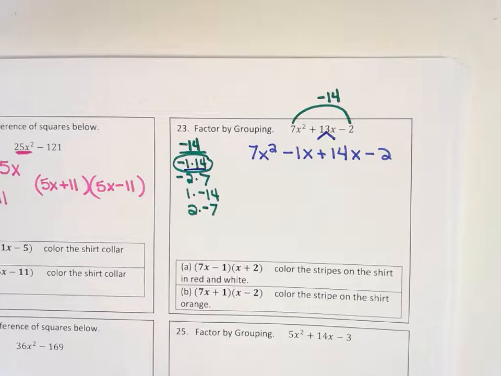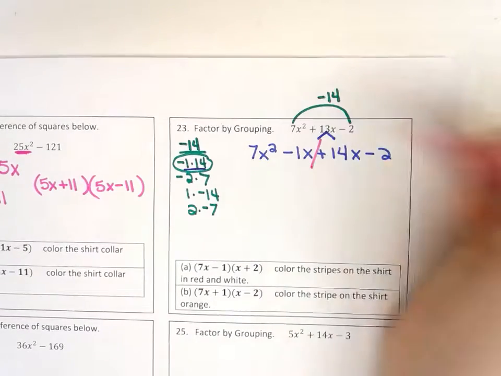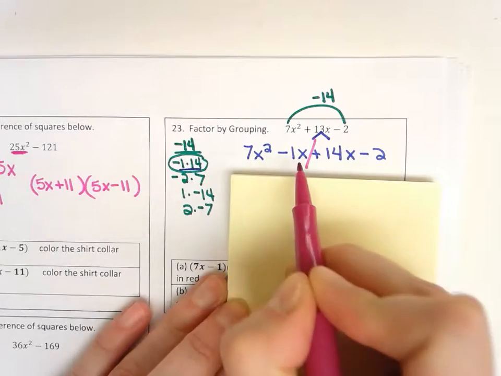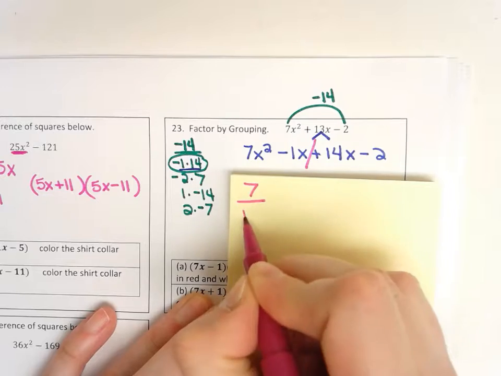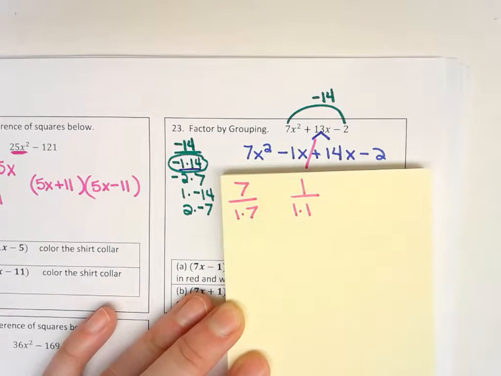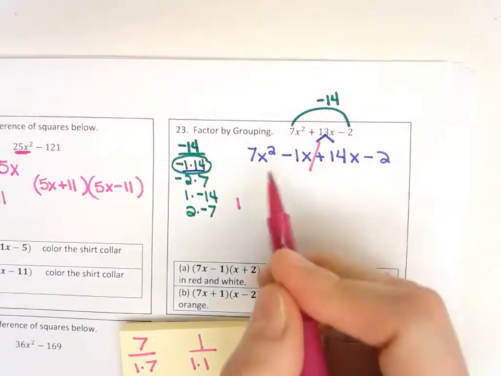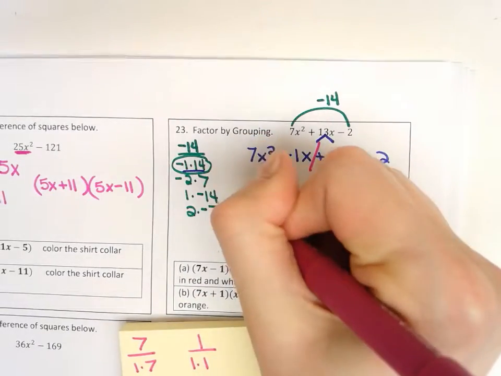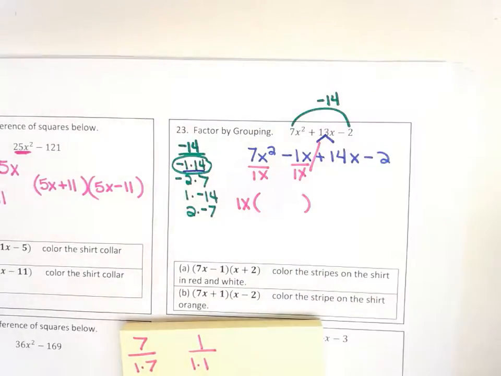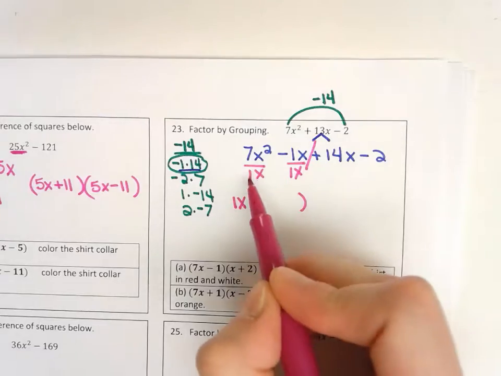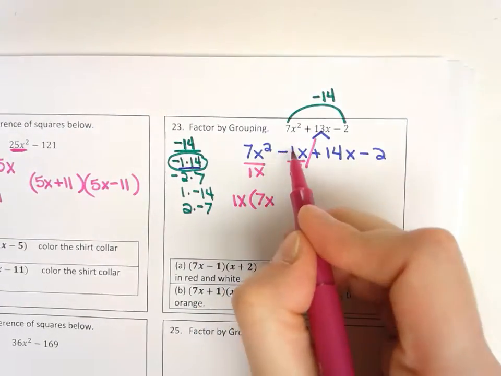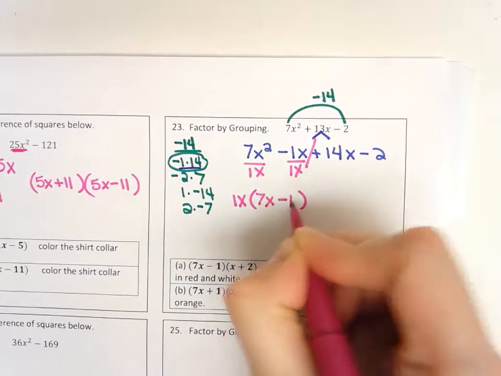Okay. Now we've got to take out the greatest common factor. So if you still kind of struggle with that, you can list the factors of both of your numbers. 7 can only be 1 times 7, and 1 could only be 1 times 1. So the only factor they have in common is 1. Both of those have x's, so I can take out the one with the smaller exponent. So I'm dividing out 1x from those first 2 terms. Now 7 divided by 1 is 7. X squared divided by x is x. Negative 1 divided by 1 is negative 1, and the x's go away.